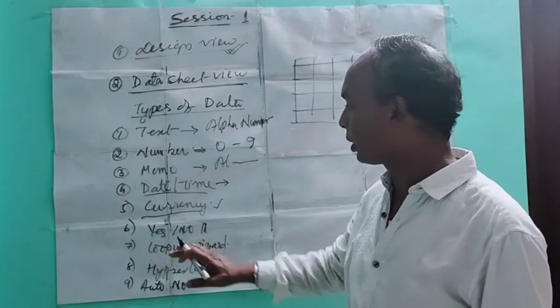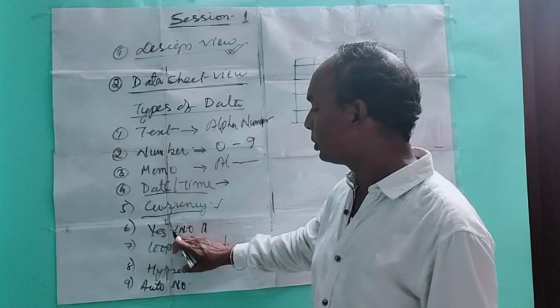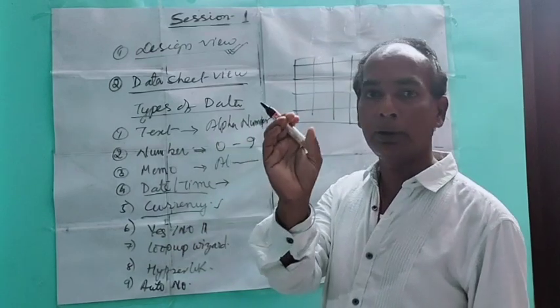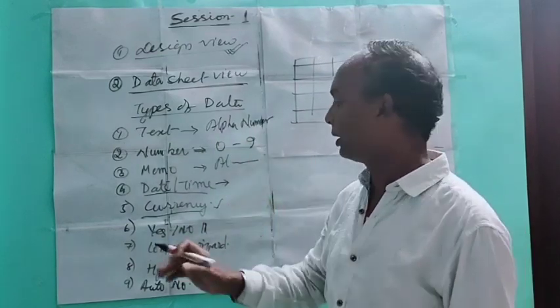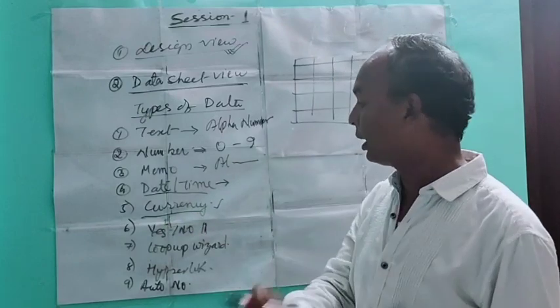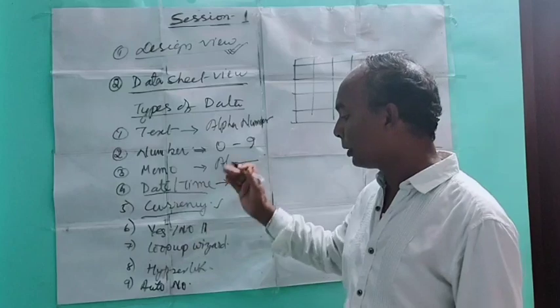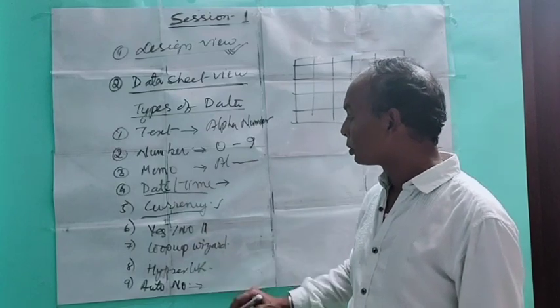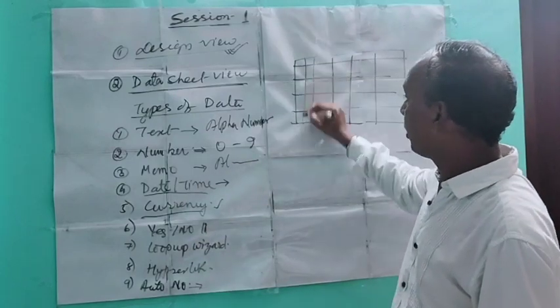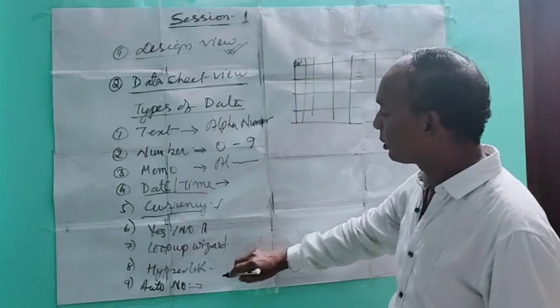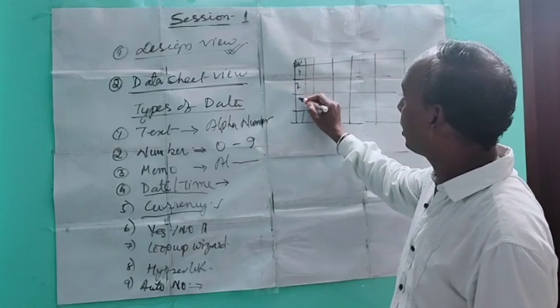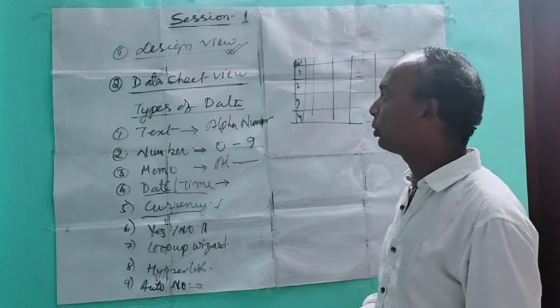Next is yes or no. Here you can use any one, either yes or no; you can't use both options. Suppose: do you have a landline phone number? If you have, you can write yes. If you don't, you can write no. Then lookup wizard, hyperlink to other documents, and auto number. Suppose you want to give serial numbers 1, 2, 3, 4. If you click on auto number, these numbers will appear automatically. This is the function of auto number.